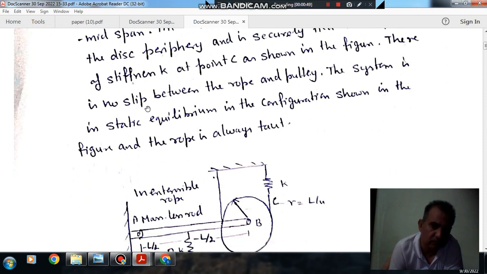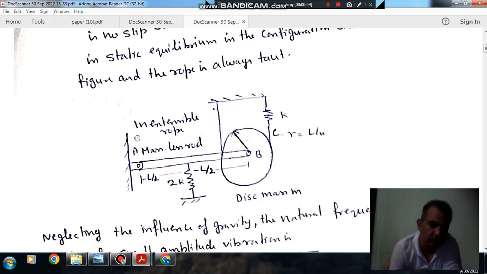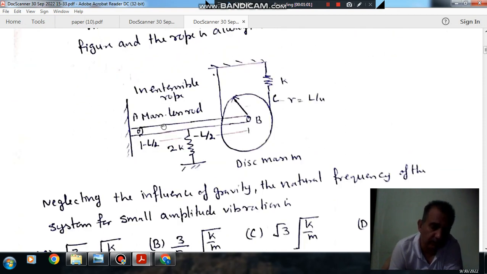There is no slip between rope and pulley. The system is in static equilibrium in the configuration shown in the figure and the rope is always taut. So this is the figure given, or the system shown. This is your spring of stiffness 2K and this is the spring of stiffness K, and this is L by 4, radius R is L by 4. This point is C, this point is B, this point is A. This is your massless rod, and this is L by 2 and this is L by 2. And this is your inextensible rope.